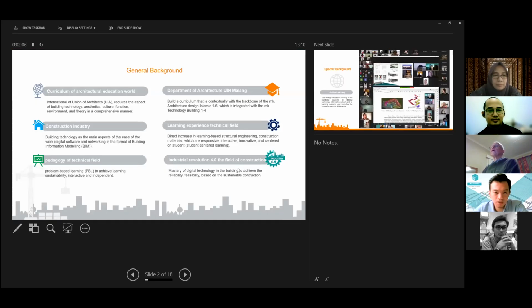So this is the general background why we chose this idea to create a new framework from the building technology course. The first is that the curriculum of architecture education requires the aspects of building technology, aesthetic, culture, function, and comprehensive learning. And the second is the construction industry. We know we have come into the industrial revolution 4.0, which we must adapt into the learning, especially for BIM, building information modeling, and then the pedagogy of technical fields. We must teach with problem-based learning (PBL) and sustainable interactive independent learning.